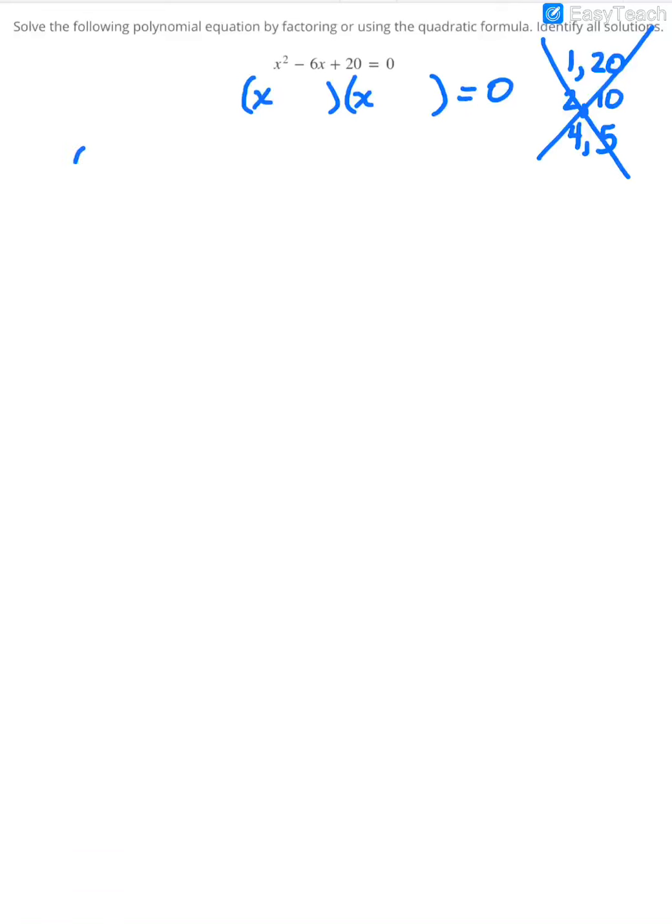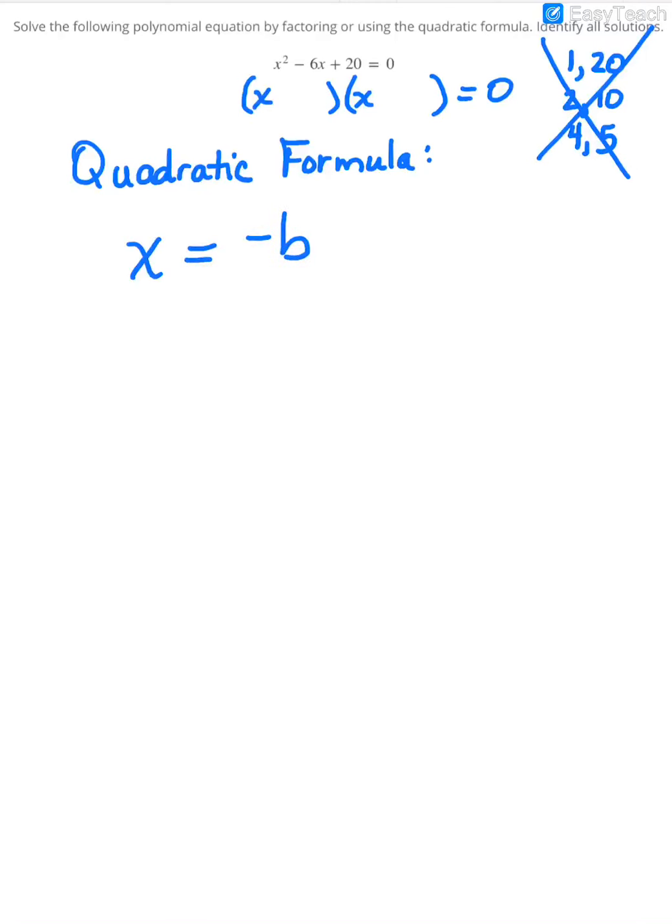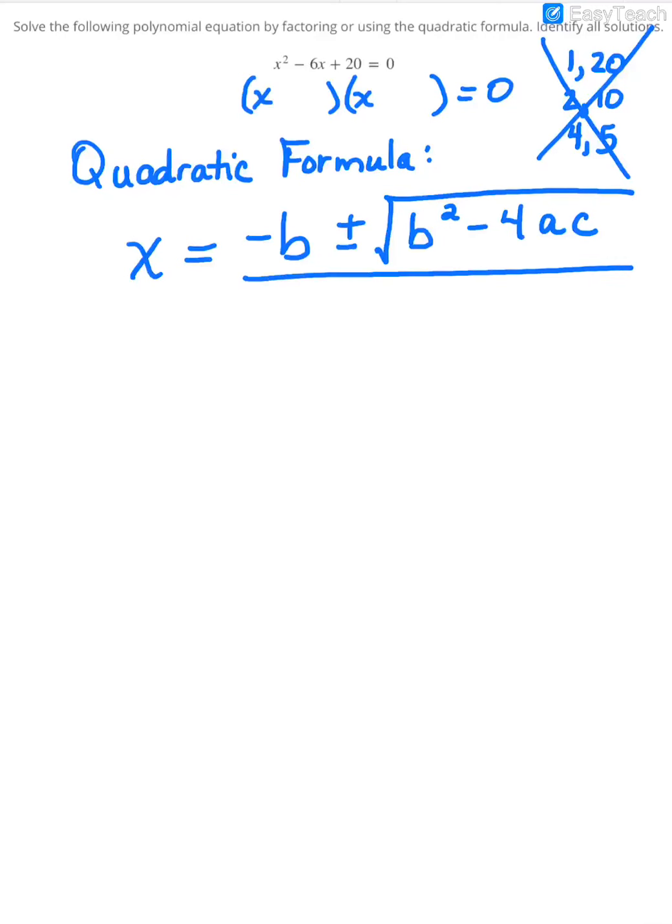Anytime a quadratic does not factor and you're trying to solve it, then you have to use the quadratic formula to solve it. You've got to memorize this formula. To find your x, you're going to take the opposite of b, and then plus or minus the square root. Under the square root, you're going to have b squared minus 4 times a times c, all divided by 2 times a.